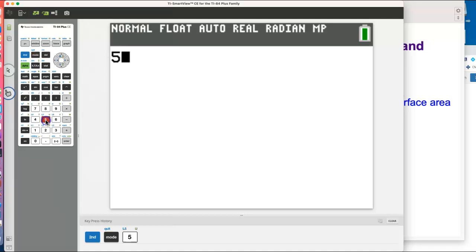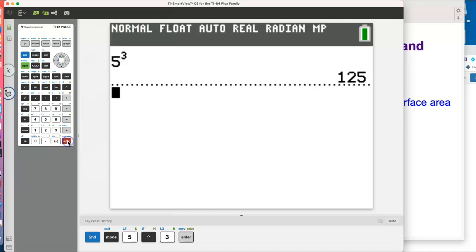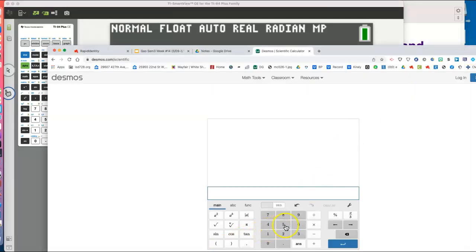The easiest way on the TI-80 to do any power except the squaring, because it has its own key over here on the left, is just to use the caret key. So I would just do 5 to the third. And I think that's the same on the TI-30s. On the Desmos, it'd be 5, and then you have to hit this guy, the A to the B button, and then the third.